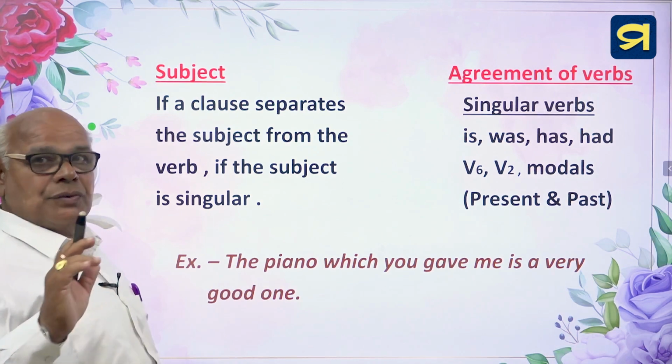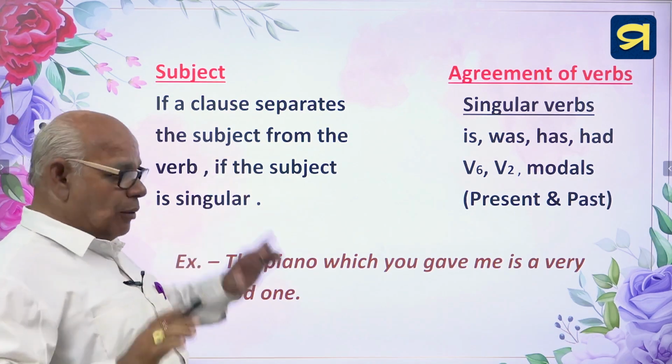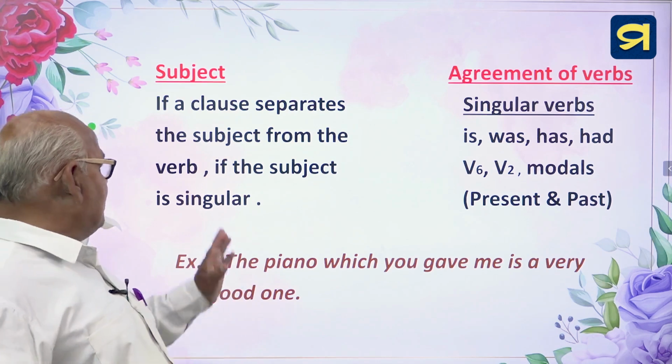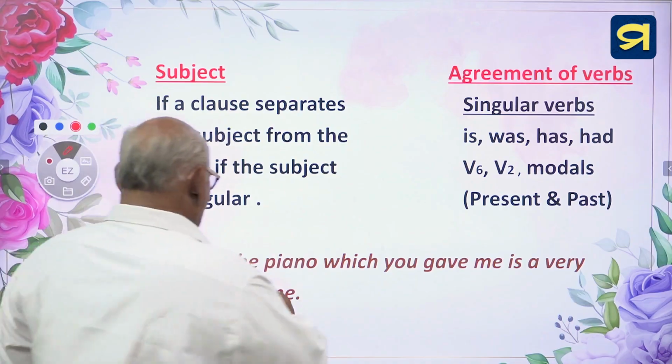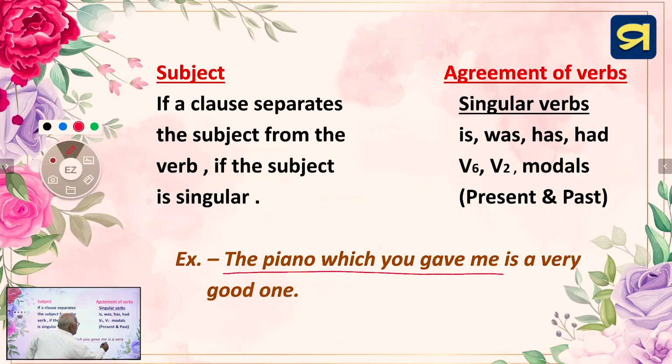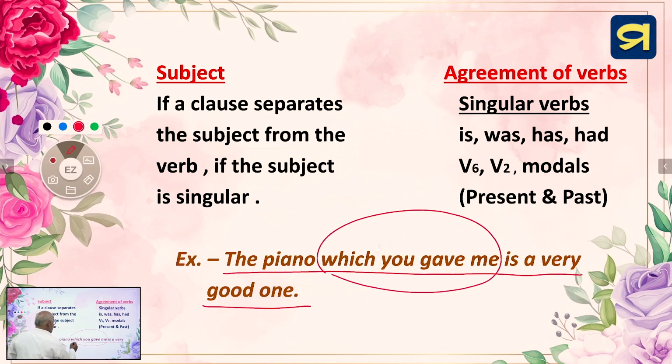If a clause separates the subject from the verb, and the subject is singular, it takes the singular verb. Example, the piano which you gave me is a very good one. Here, "which you gave me" is a clause. It separates the subject, the piano, from the main verb. The piano is singular, so it takes the singular verb "is".